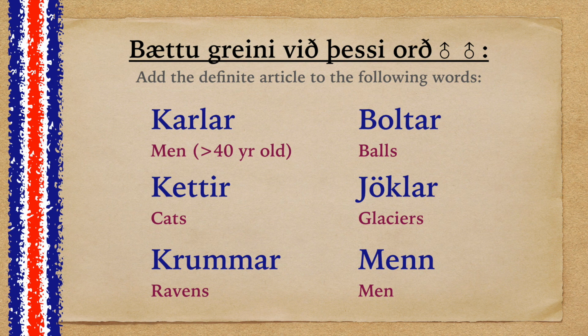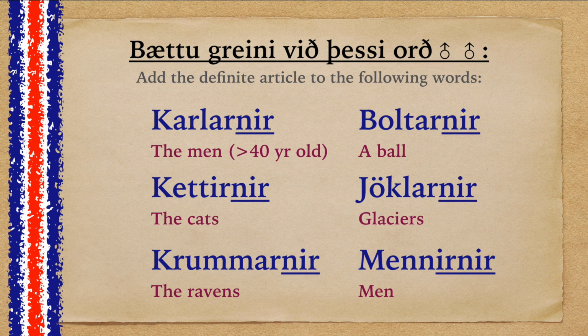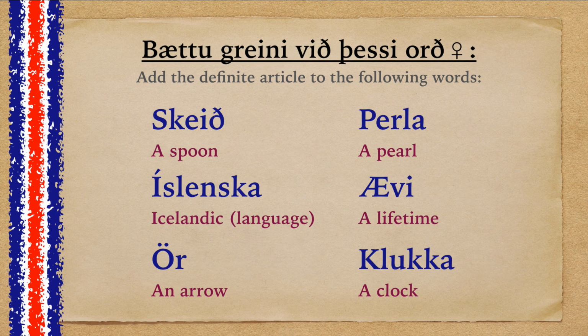So let's just begin. Bættu greini við þessi orð. Press pause and take all the time that you need. And now I will give you the answer. So these words with the greinir are karlarnir, kettirnir, krummarnir, boltarnir, jöklarnir, and finally mennirnir. Now let's move on to the female words.